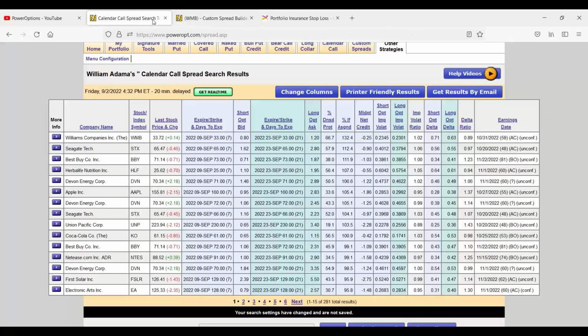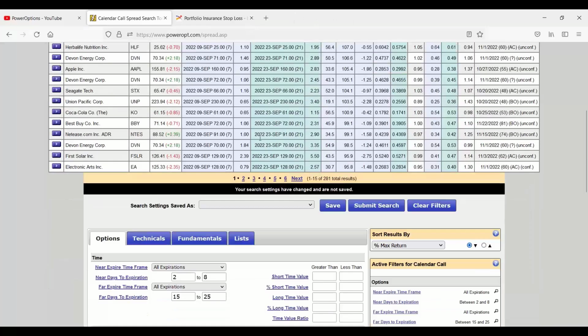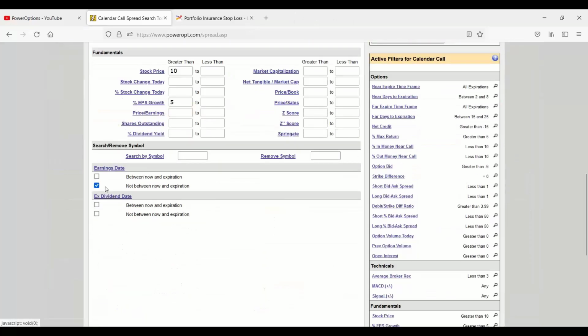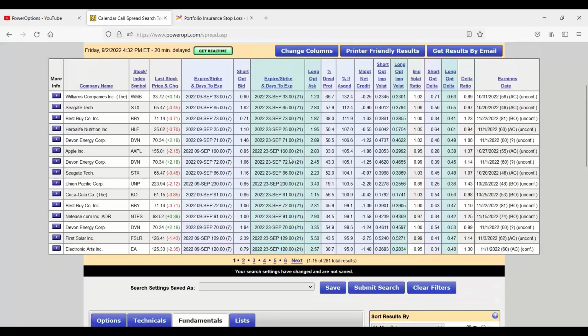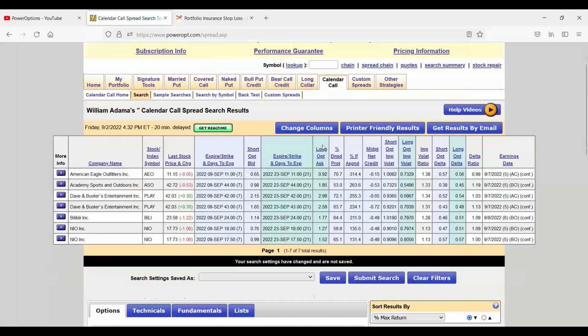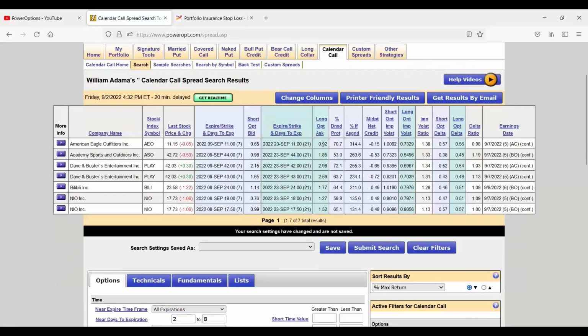Now, let's go back and let's make that change. Let's go between now and expiration, meaning that the earnings date is going to affect the implied volatility of the options, sort of based on Jim's question. Let's go ahead and submit that. And we get a few now.